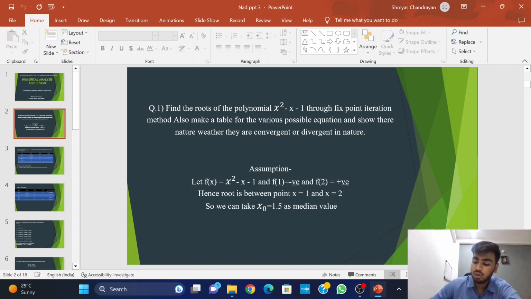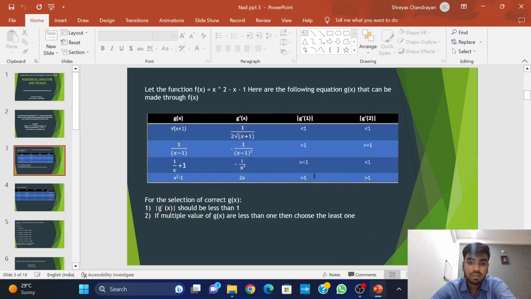So, to solve this question, we have to make some assumptions. Let f(x) be equal to x square minus x minus 1, where f at 1 is negative and f at 2 is positive. So the root is between x equals 1 and x equals 2. So we can take x0 as 1.5 as the median value.